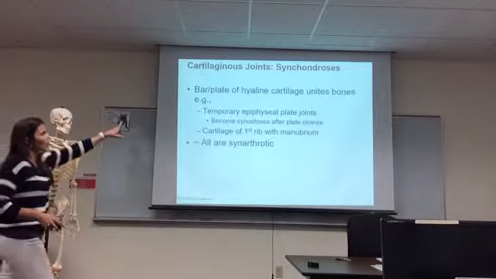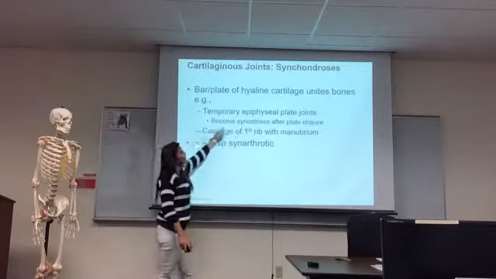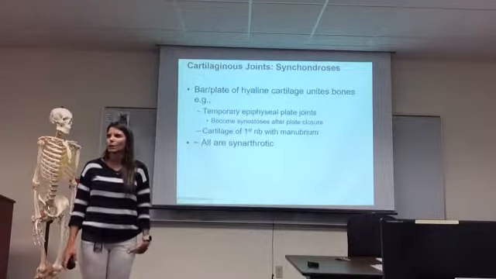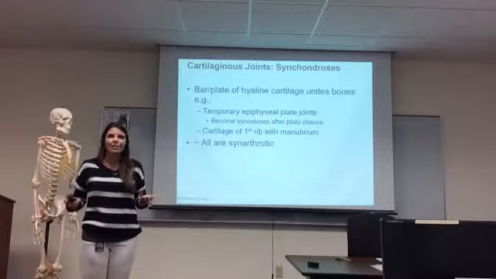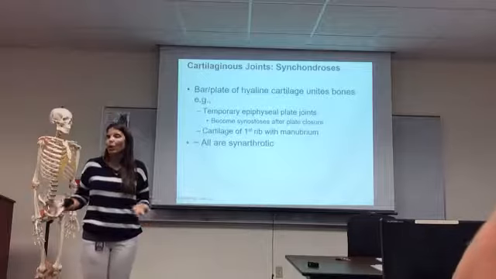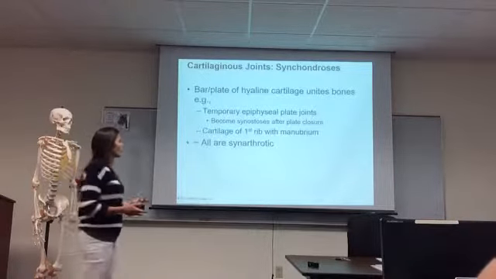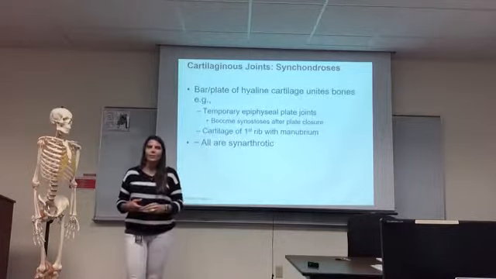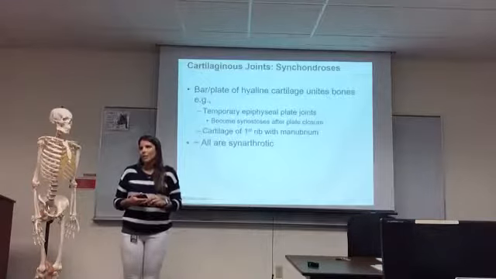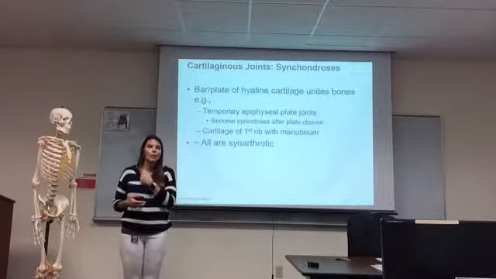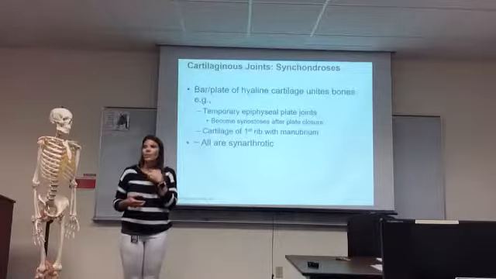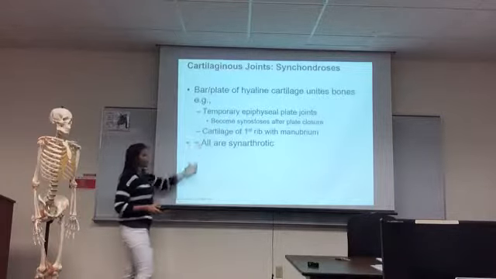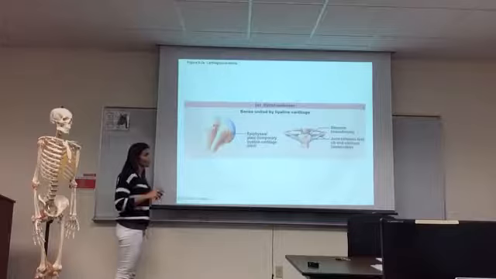Synchondrotic joints are where hyaline cartilage unites the bones. For example, your epiphyseal plate, where is that? Epiphyseal plates, your growth plates. Do you see how that's not really a movable joint? It could be if it breaks, but it's not really a movable joint. Okay? The cartilage that articulates the first rib with the manubrium, where is that? Where's the manubrium? It's the very top part of your sternum. Yes, fantastic. These are all synarthrotic, meaning that they are immovable, or there should be little to no movement.